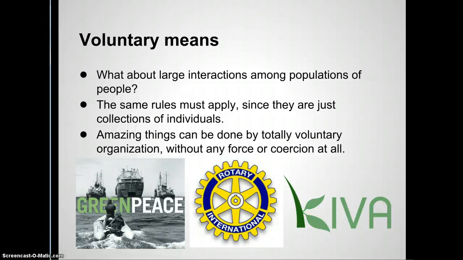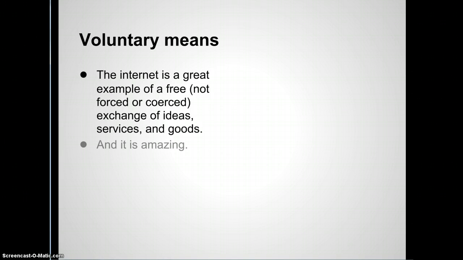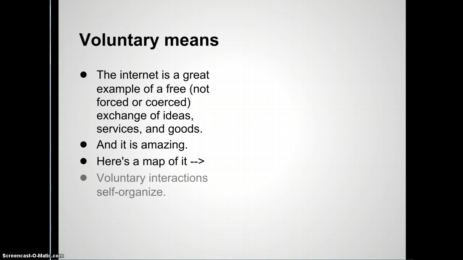What about large interactions among populations of people? The same rules must apply, since they are just collections of individuals. Amazing things can be done by totally voluntary organization without any force or coercion at all. Look at examples like Greenpeace and the things that they've done environmentally. Dolphin-free tuna, for example. Rotary International and their work against polio. Or Kiva and their interest-free loans that anyone can offer to third world entrepreneurs. All voluntary organizations. And the internet is a great example of a free exchange of ideas, services, and goods. And it's amazing. Here's a map of it.